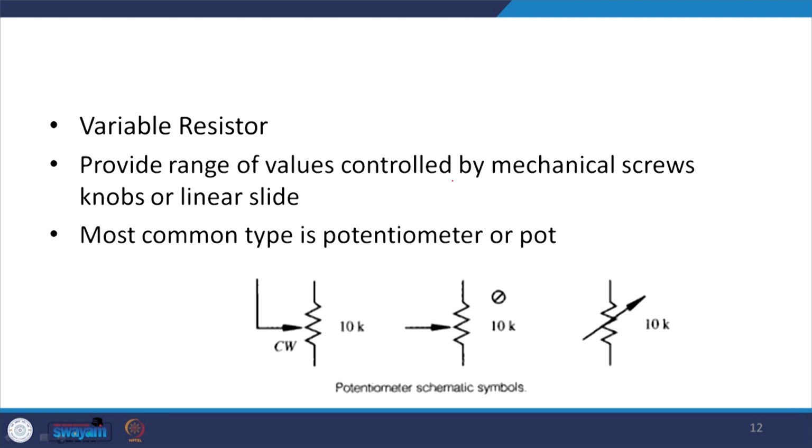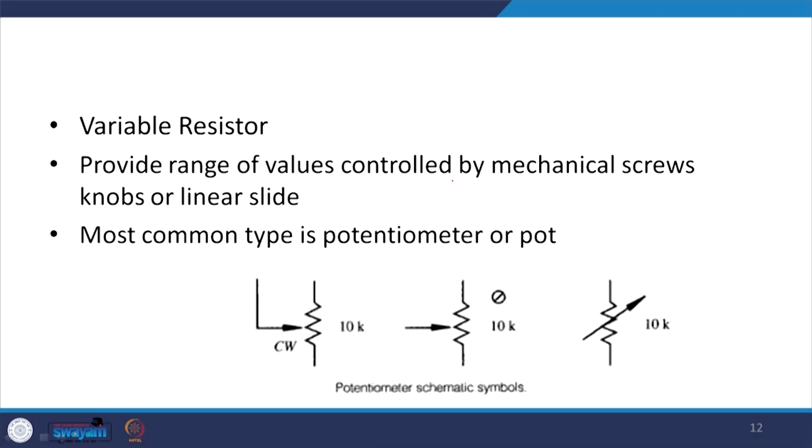Then we also require, many times, the variable resistor, especially in a device called a potentiometer, or in short, a pot. We often require the variable resistor, and these variable resistors provide a range of values, and these values could be controlled by, say, some mechanical screw, knob or some linear slide. So, if you have a linear slide and that slide is moving, the resistance value changes. Okay. So, that type of arrangement could be there, and here the notation is 10K.